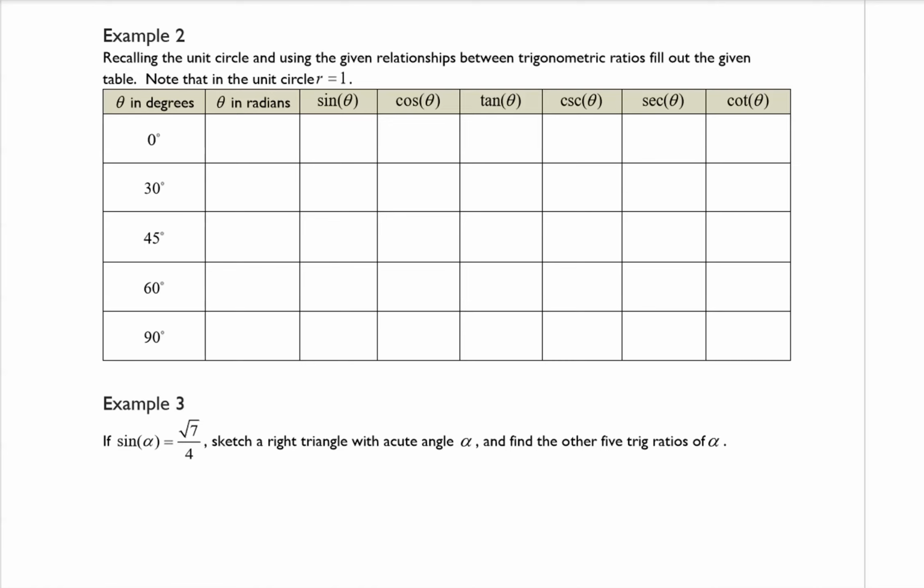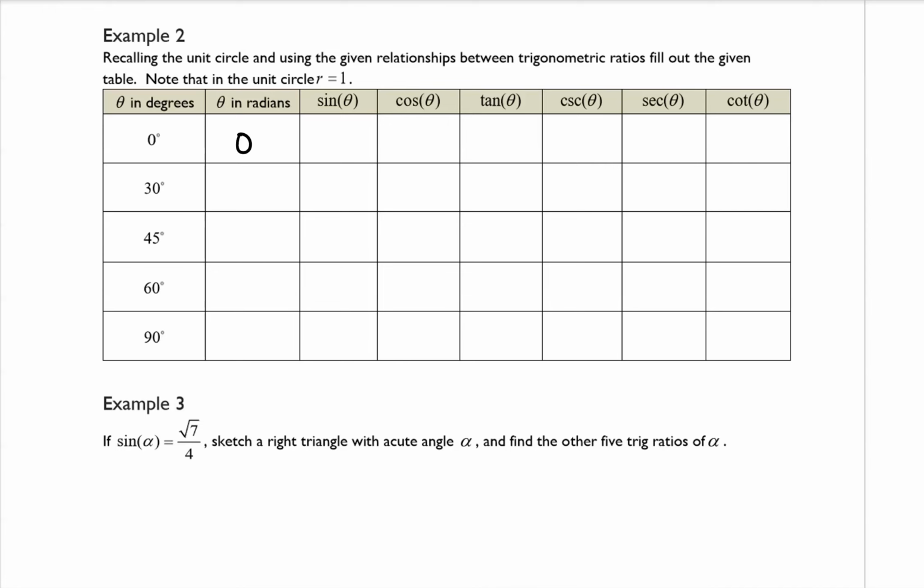Example 2 says, recalling the unit circle and using the given relationships between trigonometric ratios, fill out the given table. Note that in the unit circle, the radius is equal to 1. So I'm going to go ahead and fill in the radians column. We're given the degrees of these angles, and we know that 0 degrees is also equal to 0 radians.